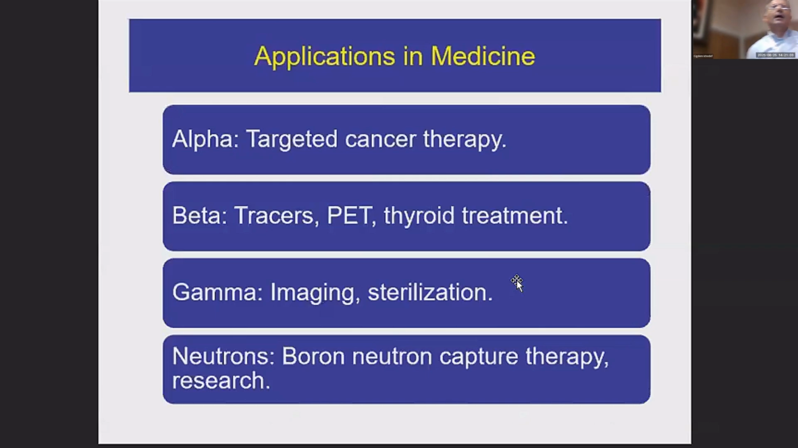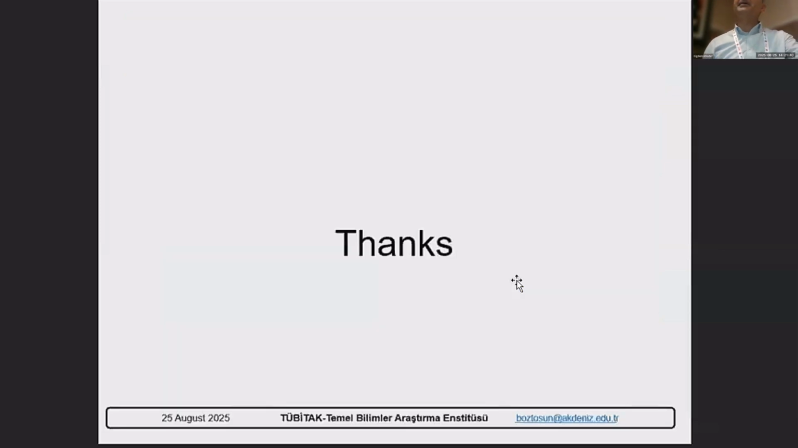And finally, these are very much used: alpha, beta, gammas, and neutron. Therefore, I stop here. We spent too much time today. Three lectures in a row was very long, but I tried my best to tell you the basics of nuclear physics as a personal view. If you have any questions, please don't hesitate to ask me now or later. Okay, thank you very much.